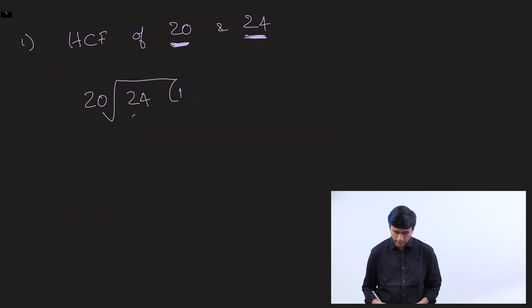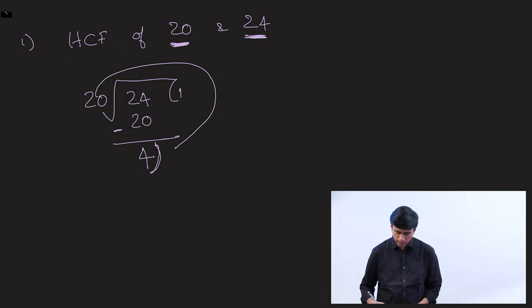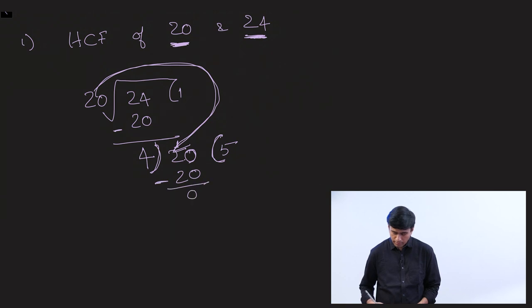Twenty ones are 20, minus, 4. The second step we are going to do is to bring the divisor here. So the divisor becomes the dividend here and the remainder becomes the next divisor. So you bring 20 all the way here and then you divide this 20 by 4. 4 fives are 20. The remainder is 0.